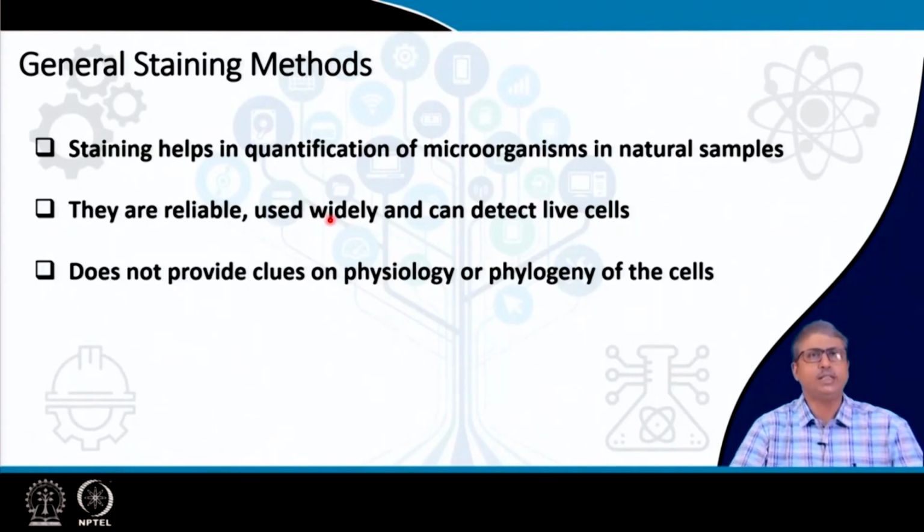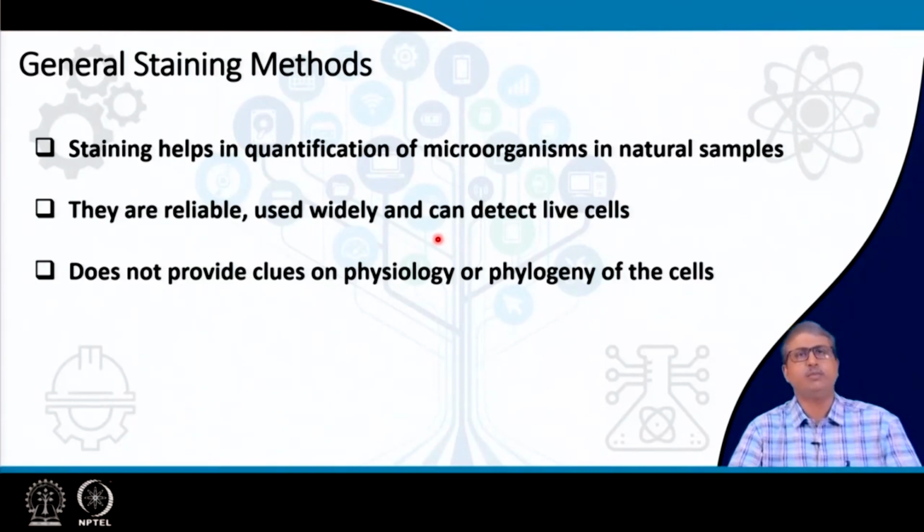However, these general staining methods, which are adopted and developed to enumerate the type of microorganisms present, or the total number of microbes or the living and dead microbes present in any sample, are generally not capable of providing any clues on the physiology or phylogeny of the cells. What I mean by that is, if we stain a sample, maybe a wastewater treatment plant sample, with some fluorescent dye and see it under the microscope, we can see how many cells are there.